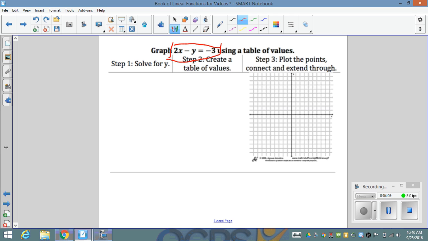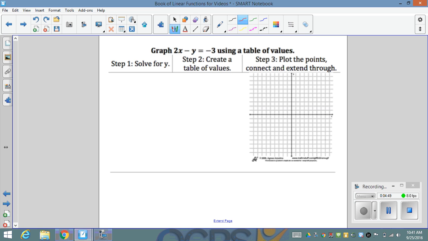If I'm looking at my definition, my a would be 2. That's my a. My b would be -1, and my c would be -3. So that's falling into place for my standard form. If we want to graph using a table of values, we're going to follow a couple of simple steps, starting with solving for y. That just makes our table of values easier to create. Then once we have our table of values, we'll plot our points, connect, and extend through.